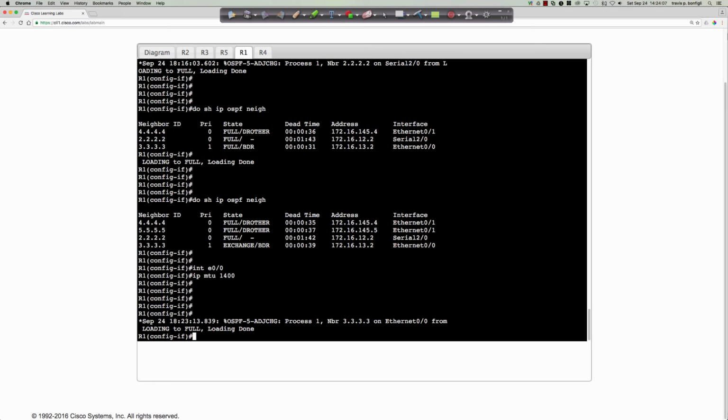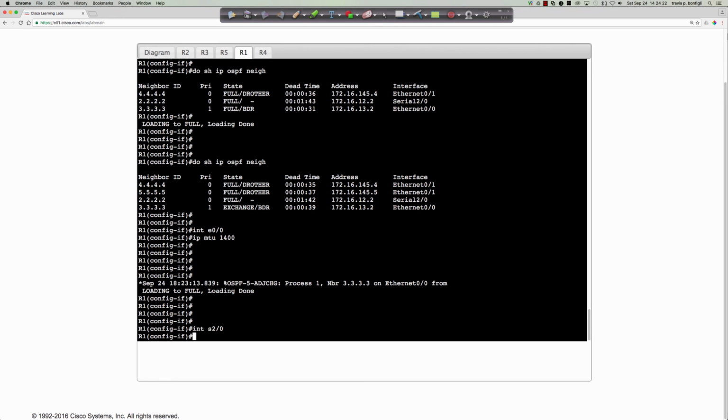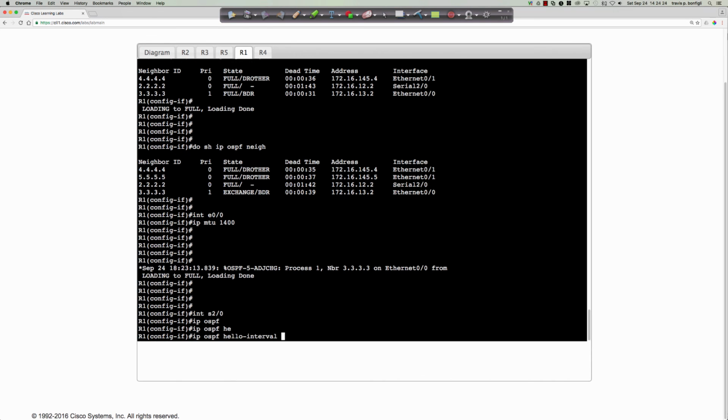And so they're asking us to go ahead and tweak, as a sort of a final thing here, the hello and the hold time intervals between router 1 and router 2. So let's do that. And that interface is going to be serial 2/0. So let's go interface serial 2/0, and we're going to say IP OSPF hello interval. And we saw this already. We're going to set it to 8.